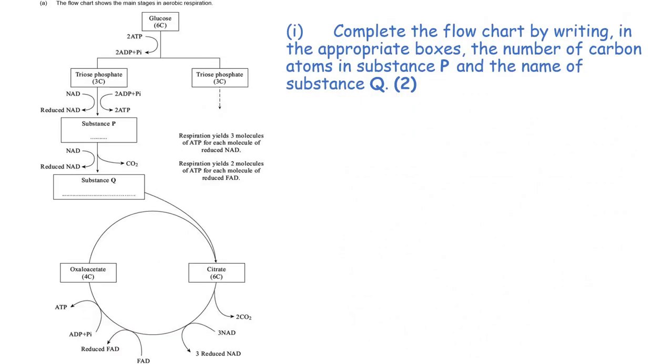The flowchart shows the main stages in aerobic respiration. Complete the flowchart by writing in the appropriate boxes the number of carbon atoms in substance P and the name of substance Q. So we're looking here and here. So first of all, glucose is turned into triose phosphate, and then what is it turned into? So it's then turned into pyruvate, which is a 3-carbon compound. And then in the link reaction, because it's decarboxylated, it turns into the 2-carbon acetyl-CoA.